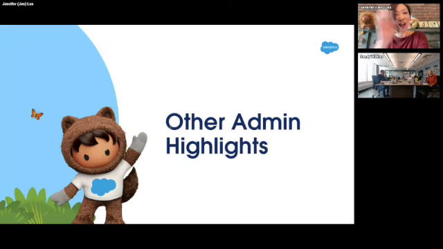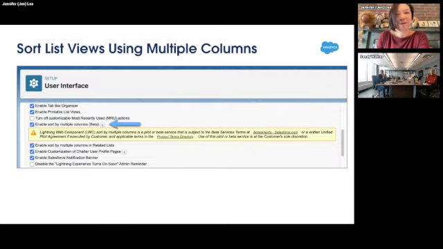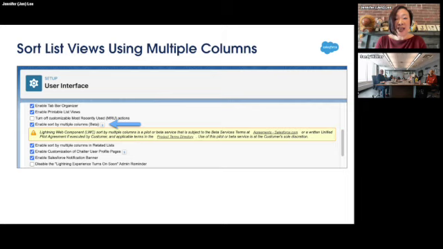Okay, so moving out of flow onto some other enhancements. We now have the ability to sort list views by up to 5 columns, which really allows your users to gain actionable insights, spot trends, or prioritize tasks without having to create reports. What you need to do is enable this in User Interface in Setup and enable sort by multiple columns. That's in beta here.